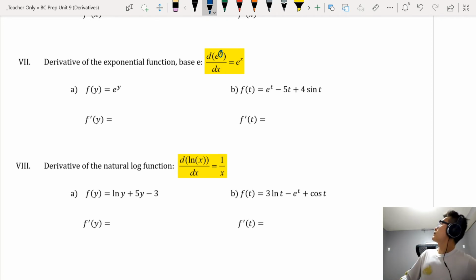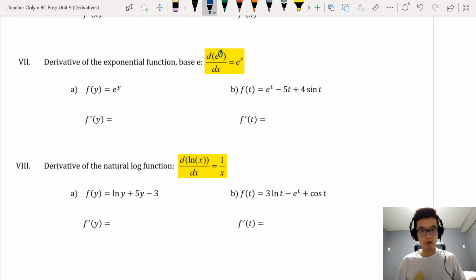Okay, sorry about my light bulb. I don't know why it's flickering like that, so sorry if I get some black and white issues in there.